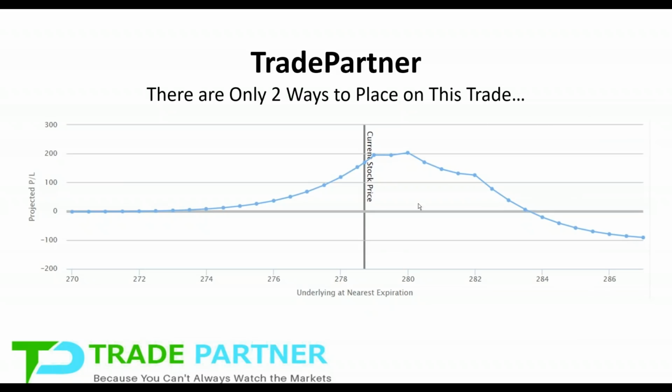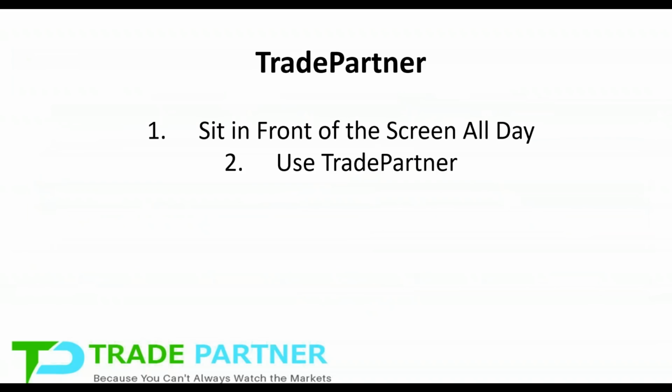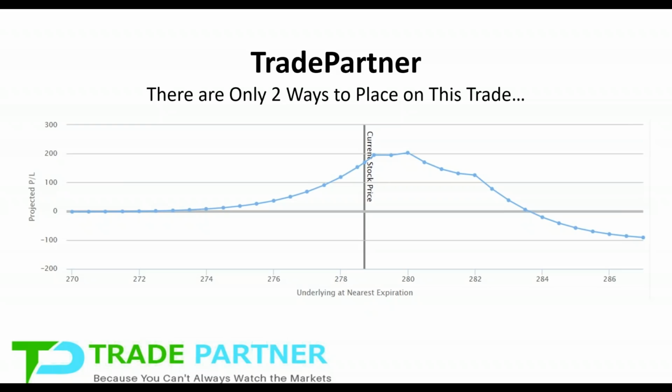There are two ways to place on this trade, and here are these ways. Number one, sit in front of the screen all day. Or number two, use TradePartner. There is no other way to place this trade, which was placed today. Now, this trade has no risk to the downside. It's an option spread. The risk to the upside is less than $100, and the market has to move all the way to about 286 to 287 before it approaches that max risk.